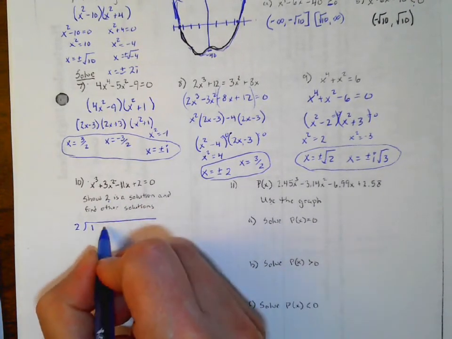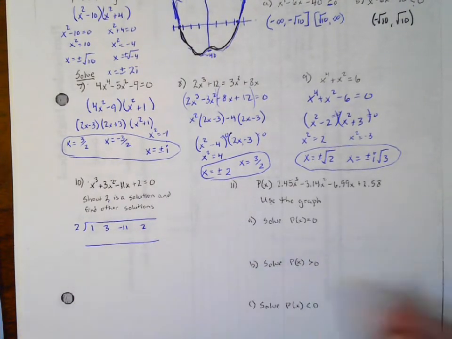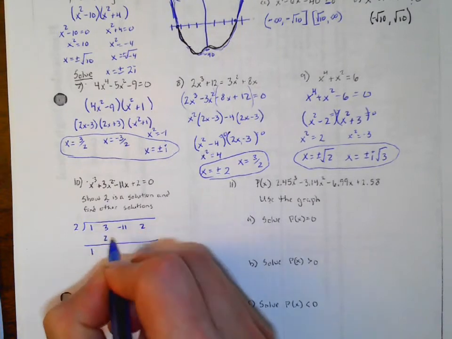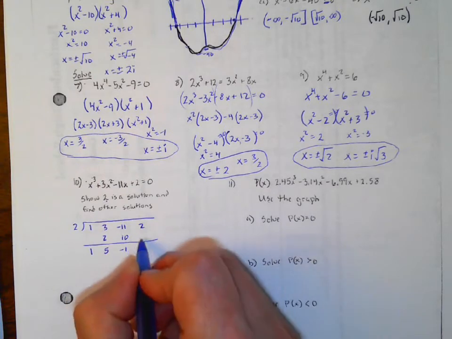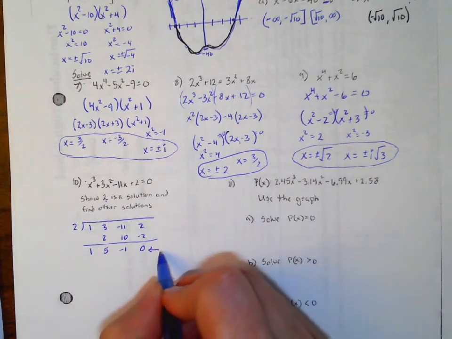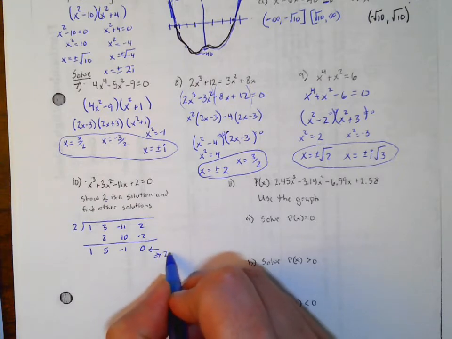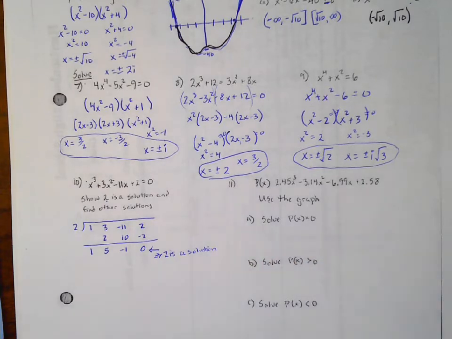So 1 and 3, negative 11, 2. Synthetic division. Bring down the 1, multiply by 2, add is 5, multiply is 10, add is negative 1, multiply. Okay, so since this is 0, we know that 2 is a solution.